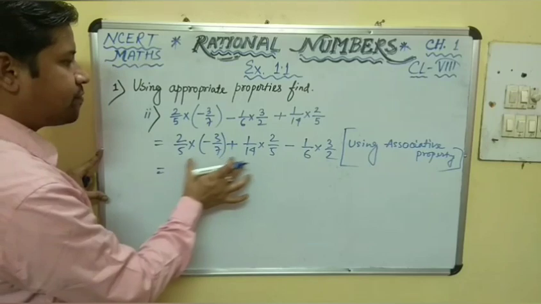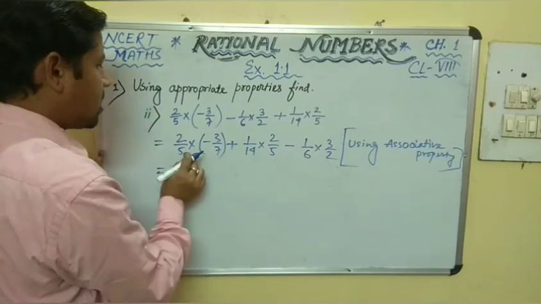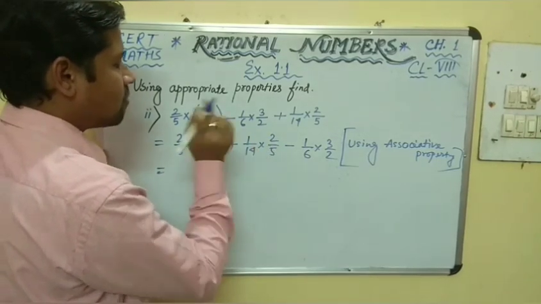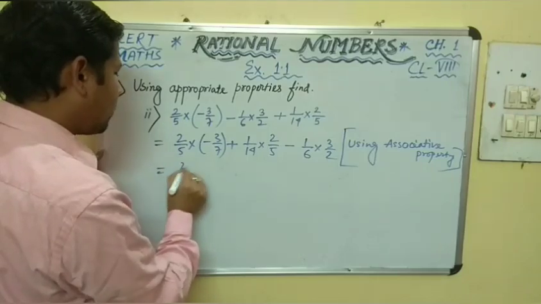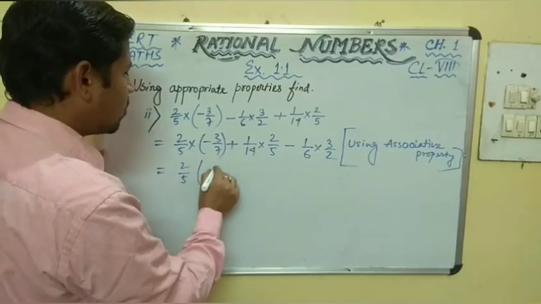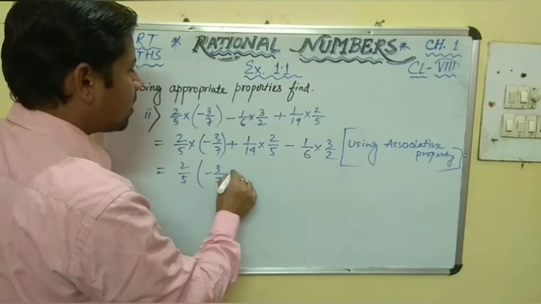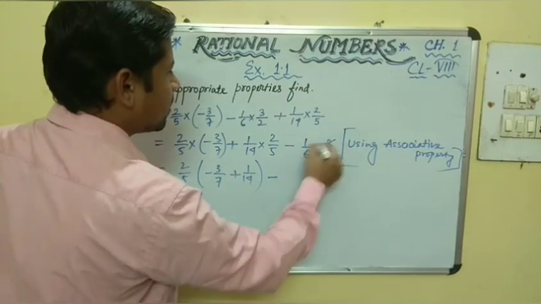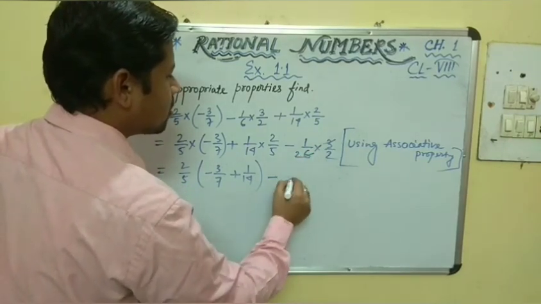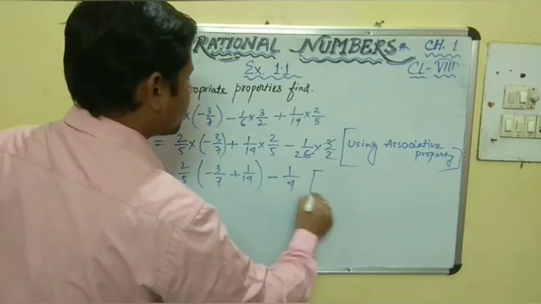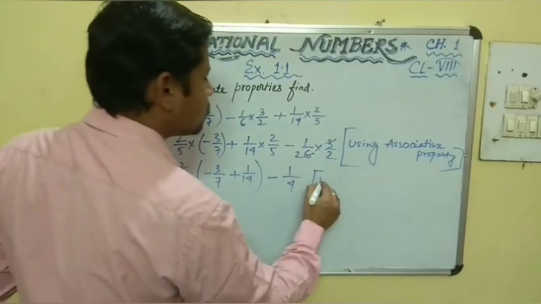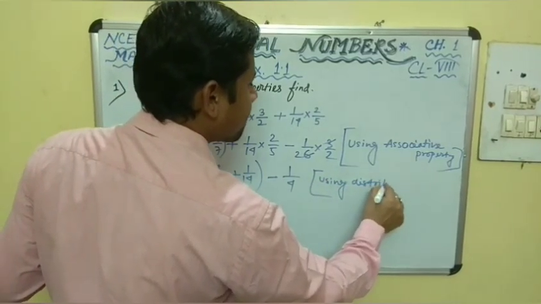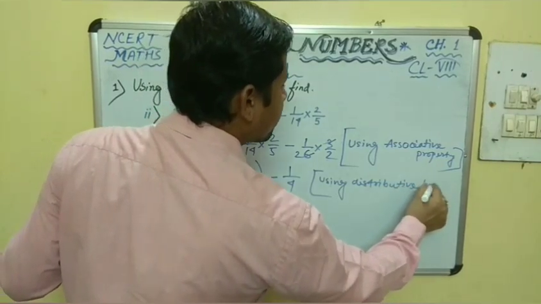Again we can distribute 2 by 5 between minus 3 by 7 and 1 by 14. So if we take 2 by 5 as common, then here will be minus 3 by 7 plus 1 by 14 in the bracket. Minus, here 3 2s are 6, so cancel out, or minus 1 by 4 will be there. Which property have we used here? Using distributive property.